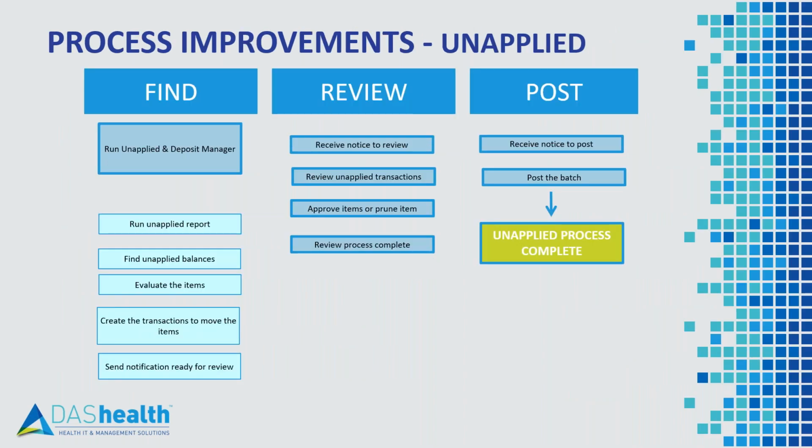This is just a slide that shows the process improvements of the unapplied. The lighter color boxes are the activities that you no longer have to do manually. When you run the software, it does it for you automatically, built upon the rules that you tell it. So the business rules. So it'll go out and find the unapplied balances based on the business rules that you tell it. It'll go out and evaluate those unapplied balances that it finds against the rules that you tell it. It'll create all of the transactions for you, so you no longer have to manually do those.